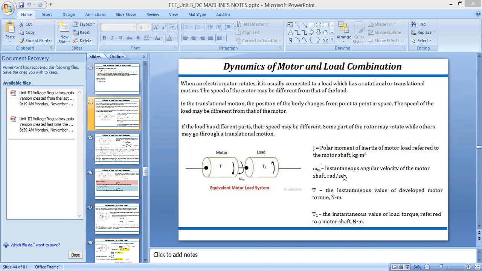We calculate angular speed in radian per second. We know speed can be measured as the number of rotations per minute, but we are taking it per second, so radian per second. Radian is a unit. T is torque, the instantaneous value of torque for the DC motor. We calculate torque in the unit Newton meter, Nm. Tau 1 is the value of load torque referred to the motor shaft. We take it in the unit N.